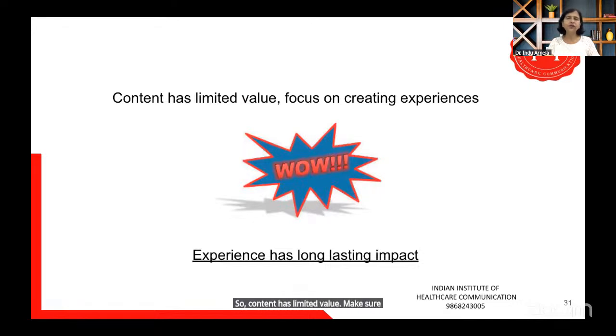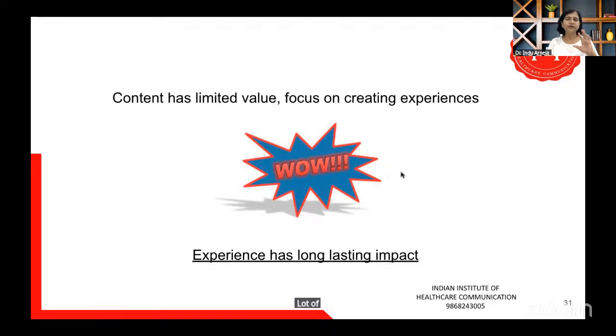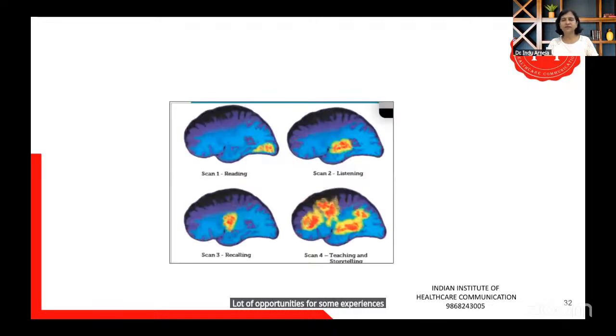Content has limited value. Make sure that you create experiences, because we don't forget experiences. They last longer. Therefore your session should have a lot of opportunities for experiences which make it interesting.